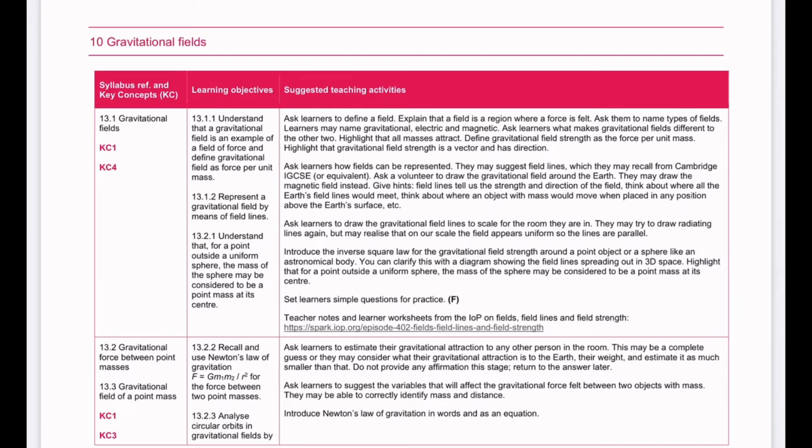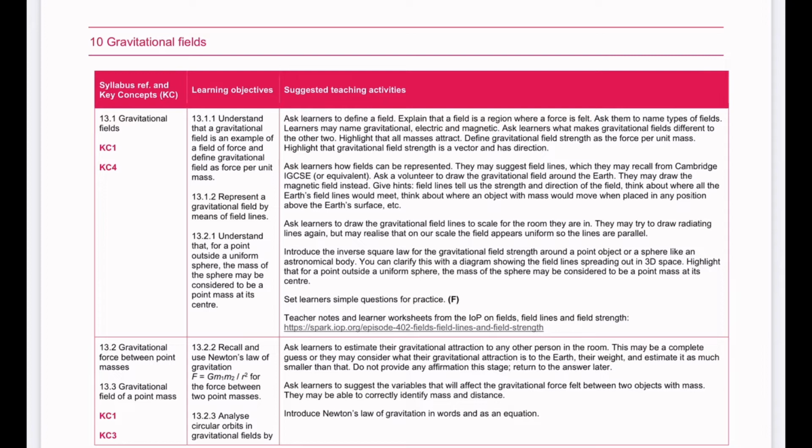13.2.1 Understand that for a point outside a uniform sphere, the mass of the sphere may be considered to be a point mass at its center. Key concept. 13.2 Gravitational forces between point masses. Learning objectives. 13.2.2 Recall and use Newton's law of gravitation, F = Gm1m2/r², for the force between two point masses.